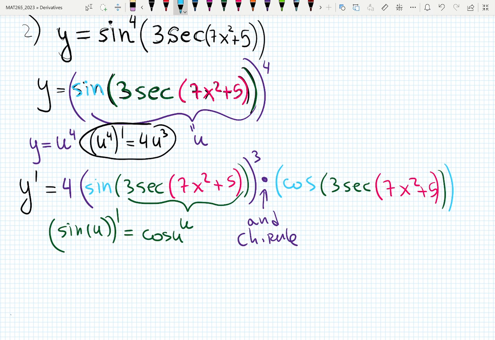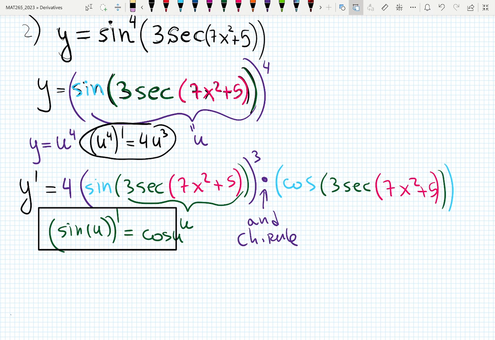Yes? The way I was taught this before was to put it as y equals u to the 4th, u equals sine v, v equals 3 secant w, w equals 7x squared plus 5. If I just defined all of those and then gave you the answer in terms of u, v, and w, would you accept that? No, you have to go back to x. Okay. So very good question.